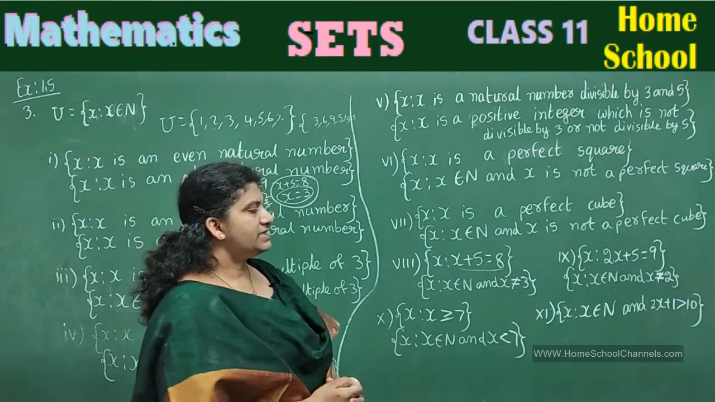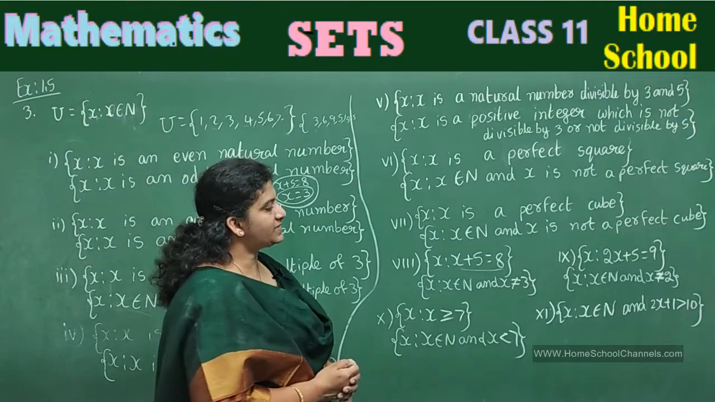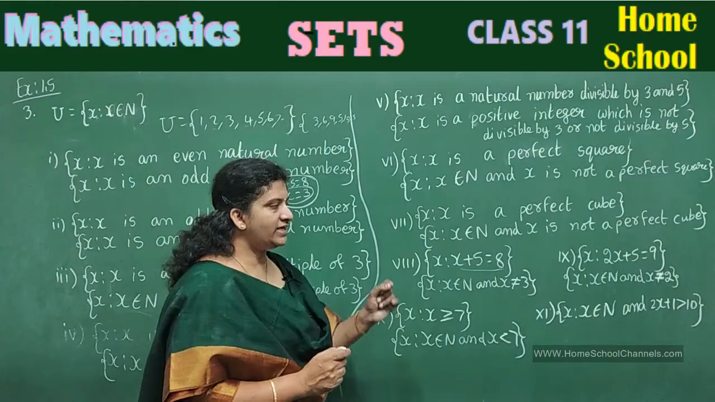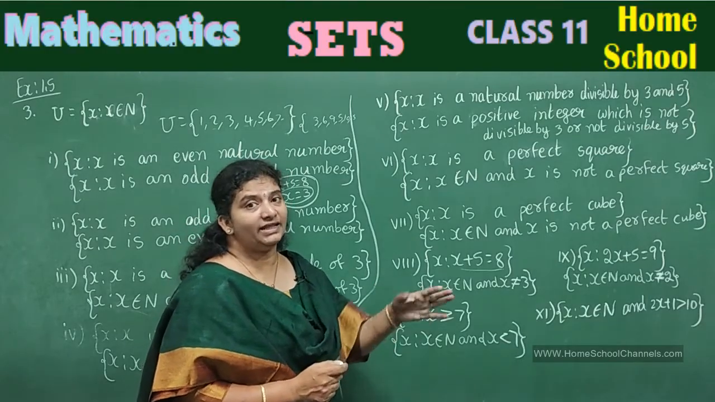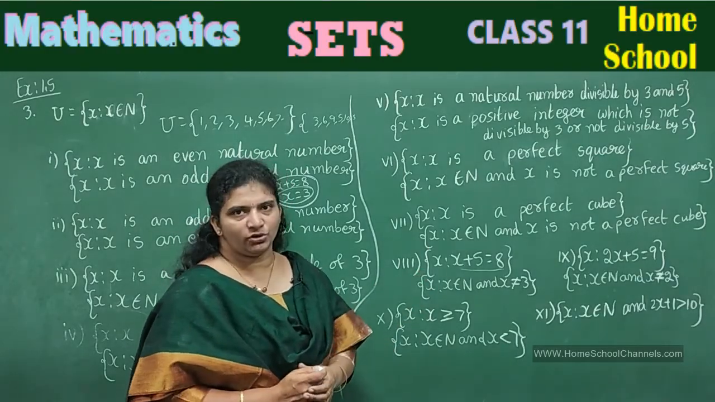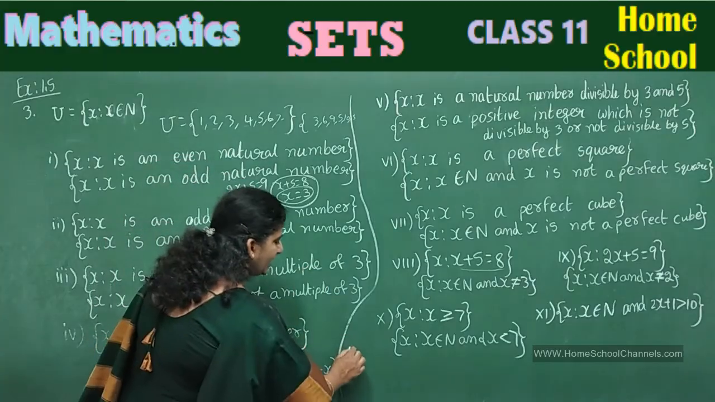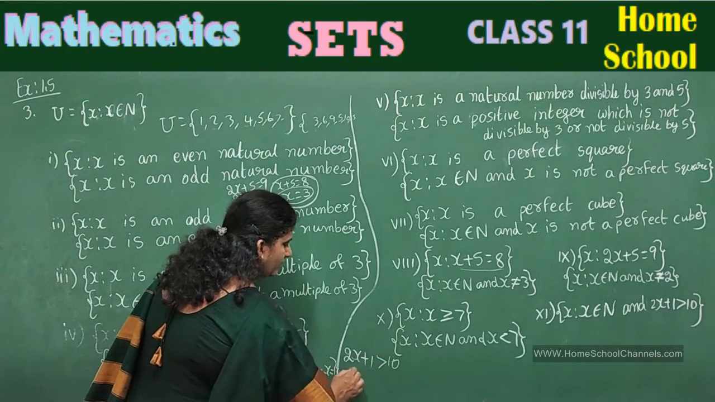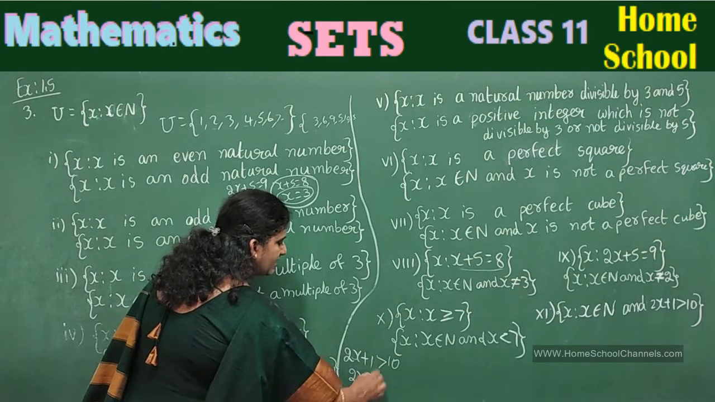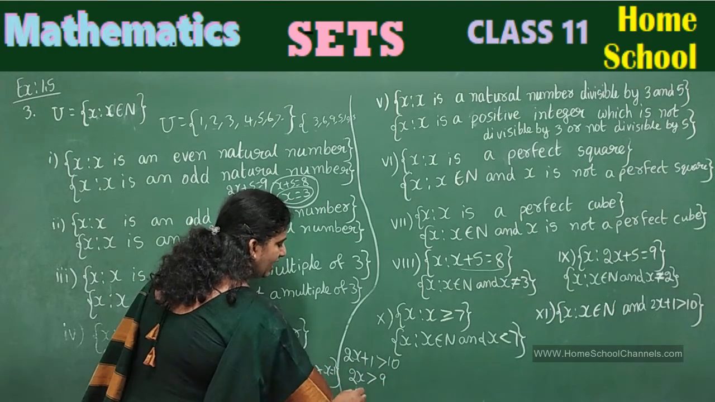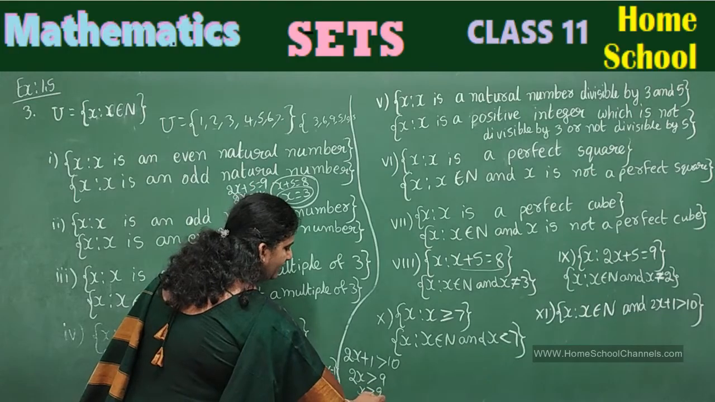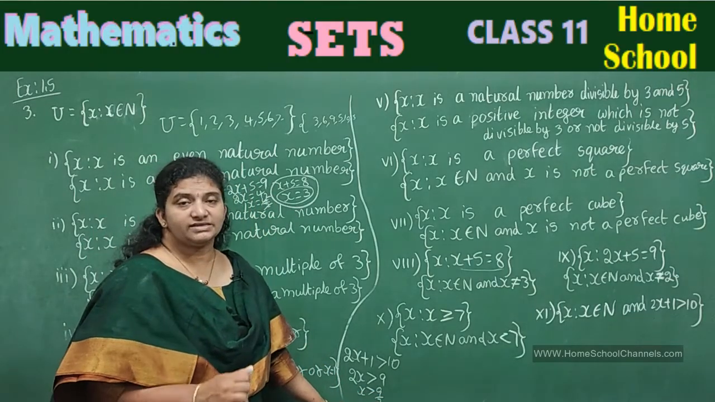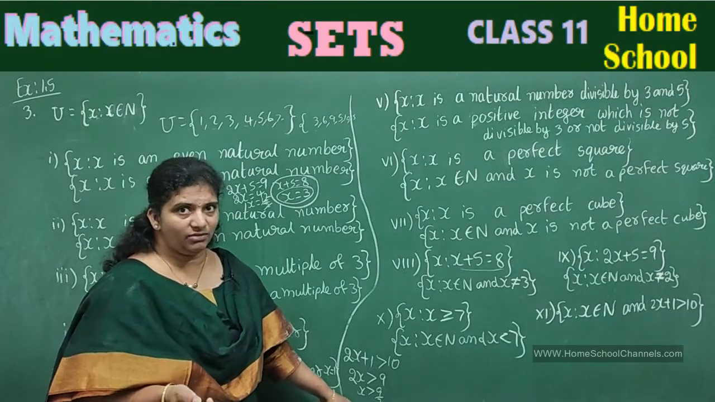Last one: set of all x such that x belongs to natural numbers and 2x plus 1 is greater than 10. Okay, you can see an inequality there. Let us simplify that. 2x plus 1 greater than 10. So transpose to the other side, 10 minus 1 will be 9. x is greater than 9 by 2. What x value did you get? x is greater than 9 by 2.